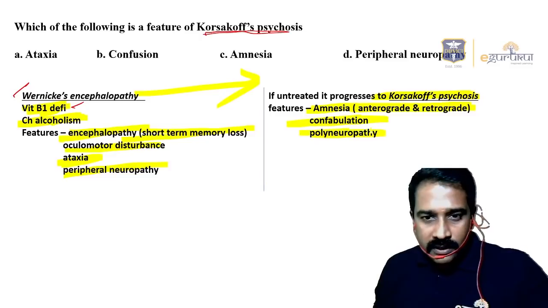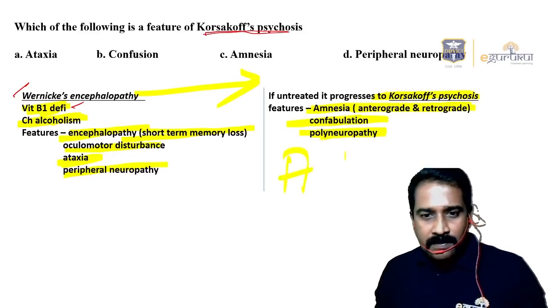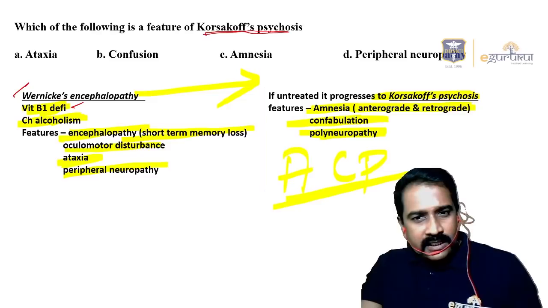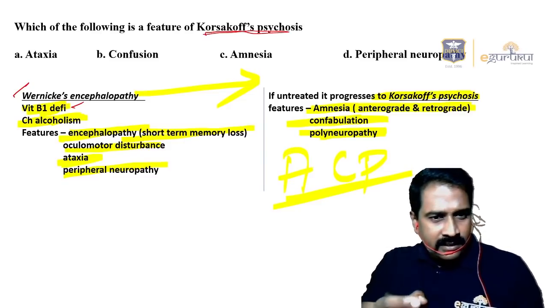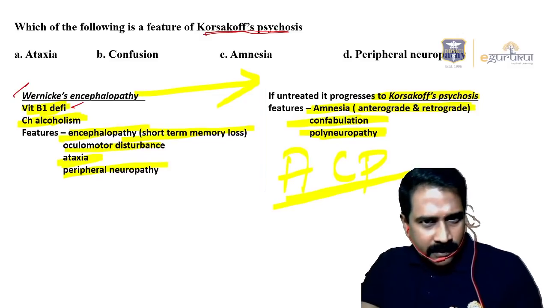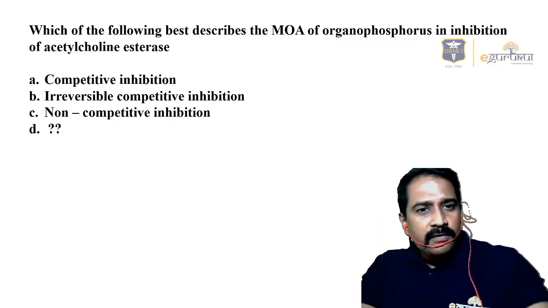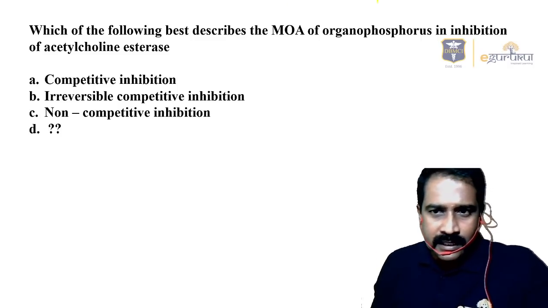And polyneuropathy, rather than peripheral, it's polyneuropathy. Okay. So Korsakoff, this is easily remembered by the mnemonic ACP, Assistant Commissioner of Police: amnesia, confabulation, and polyneuropathy. Wernicke's encephalopathy is oculomotor disturbance, ataxia, and peripheral neuropathy. Okay, Korsakoff psychosis. Next, which of the following best describes the mechanism of action of organophosphorus in inhibition of acetylcholinesterase?